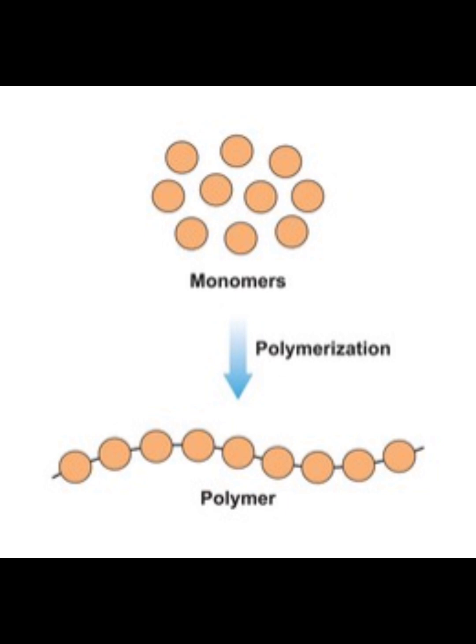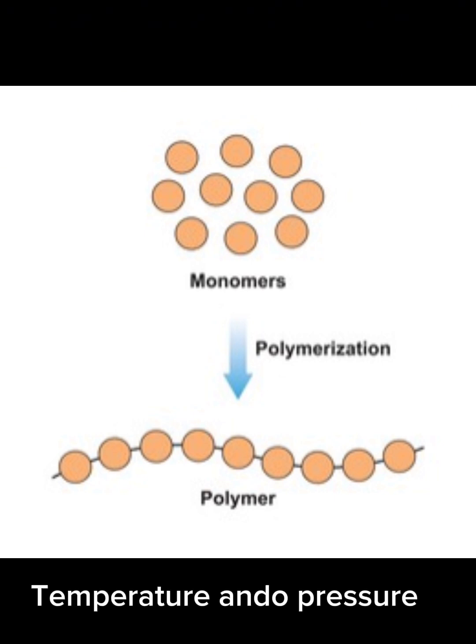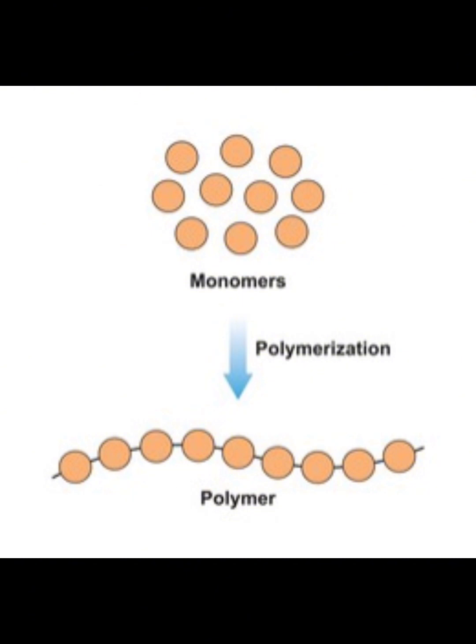So now we have polymerization. Polymerization is a process in which monomers are chemically bonded to form a large polymer chain. The first condition of polymerization is temperature and pressure. In this condition, polymerization can occur at different temperatures and pressures depending on the specific reaction and desired polymer properties.